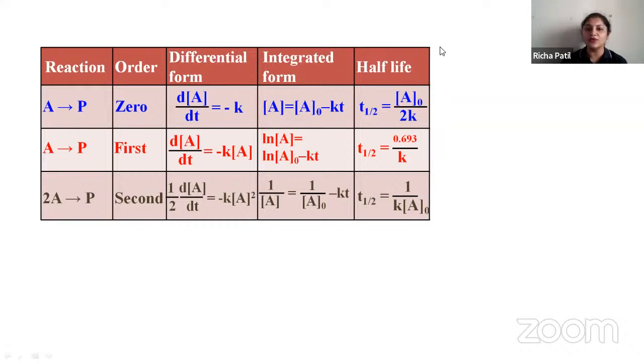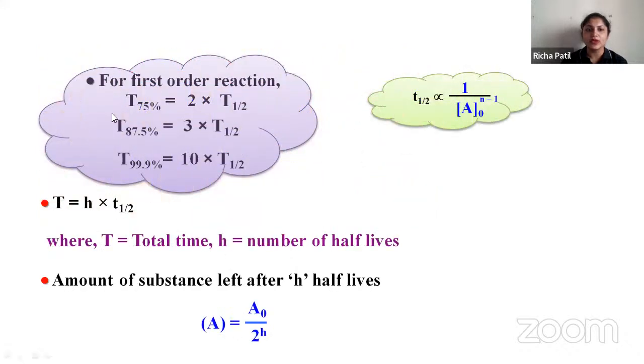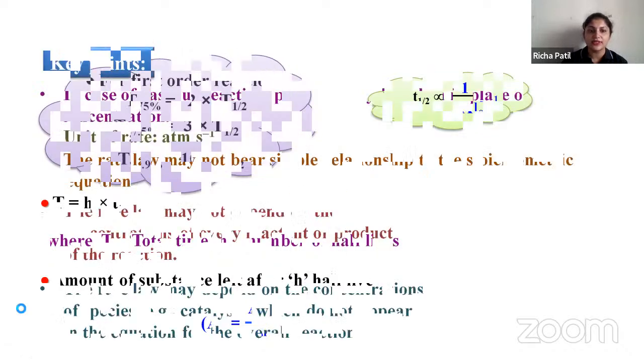So we have summarized everything in this particular block. Just to go through this, it's important. For a first order reaction, if the completion is 75%, then you have to multiply by t half, that is 2 into t half. If it is 87.5%, then t is equal to 3 into t half. So we'll solve this question, then you will understand. Okay, so we'll skip this.